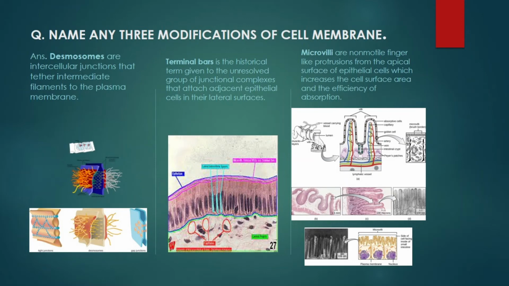These are the questions which come for 1 mark or 2 mark questions. If you want to explain with the help of a picture, you can explain it like that. For a 2 mark or 3 mark answer we can write in detail. This can come for 3 marks. Desmosomes, terminal bars and microvilli are the modifications of the cell membrane.